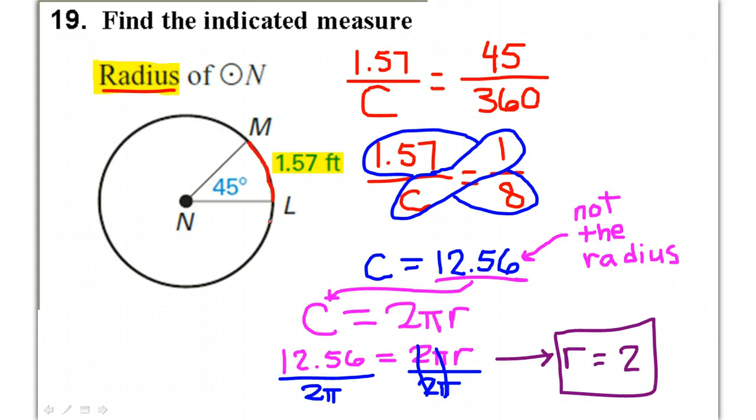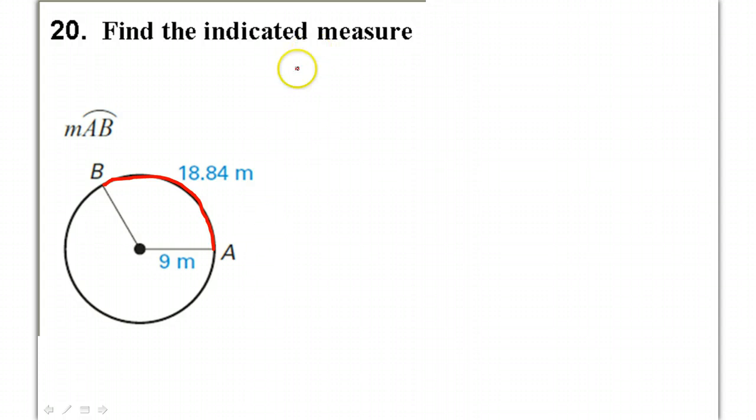Let me see if I can look back. Okay, take a look at number 19. Look at arc ML. See, it's got two different numbers associated with it. It's got this 45 degrees, and it's got the 1.57 feet. Both of those are arc ML in some way. But the 45 degrees, that's called the measure of arc ML. The measure of arc ML is the degrees. 1.57 feet, that's the length of arc ML. So, arcs have two different things going for them.